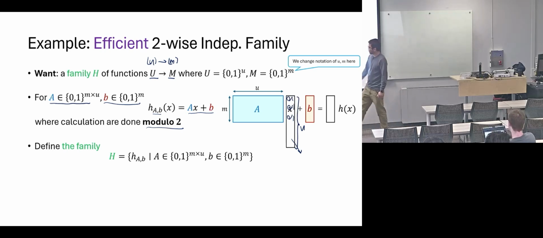And for any A, which is a matrix of size m by u, and for each b, which is a vector of size m, it defines a function. Put that function in the family.